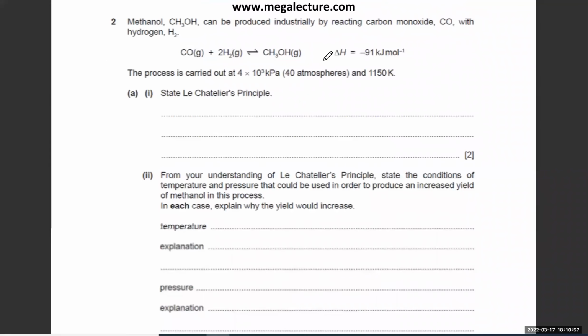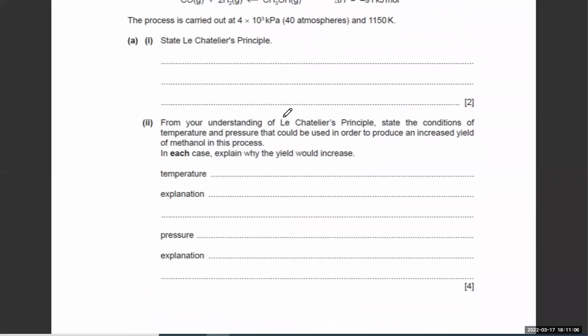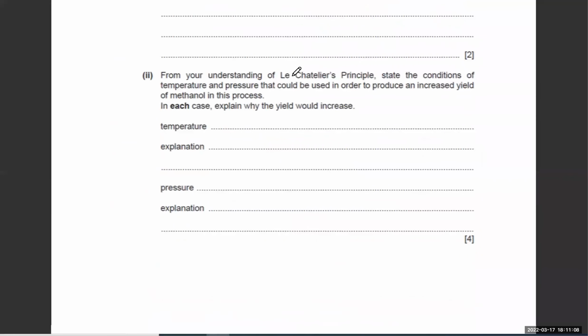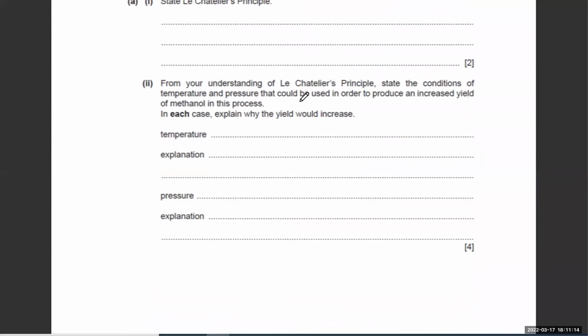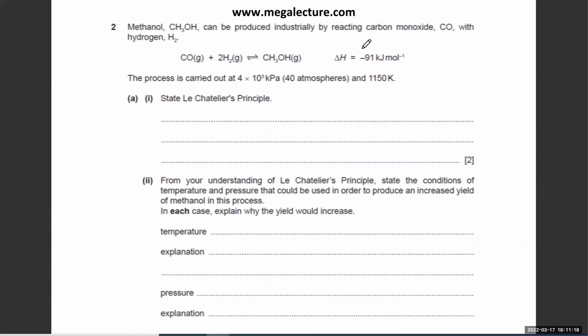अच्छा, ये ली शार्टलर प्रिंसिपल इज द इक्विलिब्रियम इज गोइंग टू ट्राई एंड अपोज एनी चेंज दैट्स इंट्रोड्यूस्ड टू द सिस्टम। और फिर वो कह रहा है, फ्रॉम योर अंडरस्टैंडिंग ऑफ ली शार्टलर प्रिंसिपल, स्टेट द कंडीशंस ऑफ टेंपरेचर दैट कुड बी यूज्ड इन ऑर्डर टू प्रोड्यूस एन इंक्रीज्ड यील्ड ऑफ मेथनॉल। यील्ड आउटपुट ज्यादा होनी चाहिए मेथनॉल की, फॉरवर्ड रिएक्शन। सो लोअर टेंपरेचर, हायर टेंपरेचर, इफ आई वांट मोर मेथनॉल?